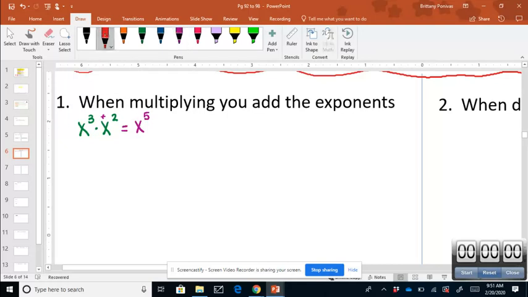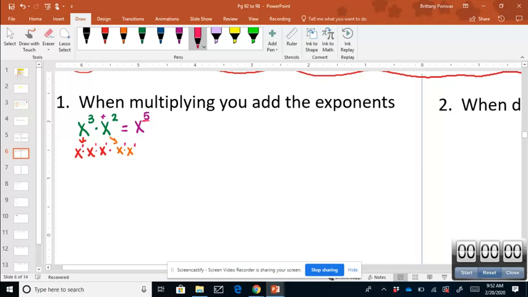Here's why it works. This x cubed means that we have 3 x's being multiplied together. This x squared means that we have 2 x's being multiplied together, and we're multiplying those together. How many x's do you have total? 1, 2, 3, 4, 5. Hence why you get x to the 5th power.